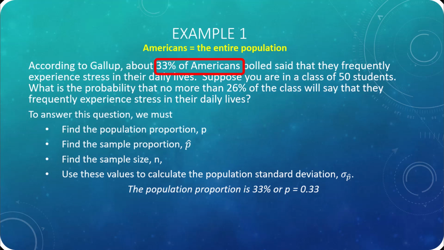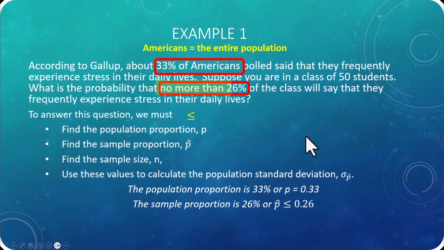All right, so then our sample proportion by default, because it's the only other proportion that's left, must be the 26%. And we know specifically this is our sample proportion because it's just talking about the people in this class of students. It's talking about out of these 50 students, 26% said that they frequently experience stress.